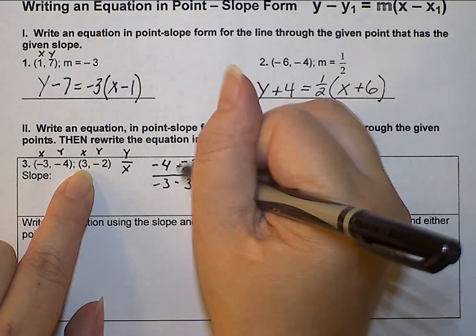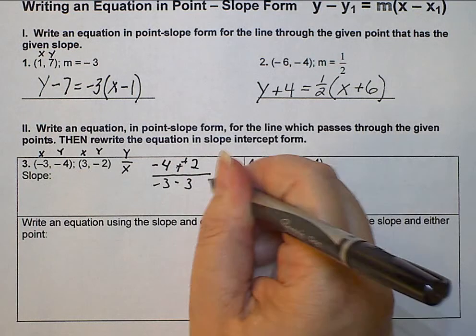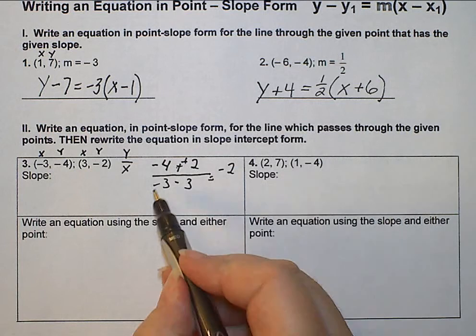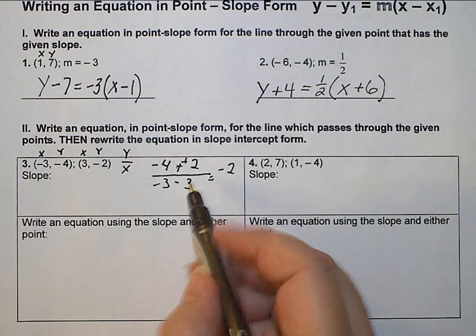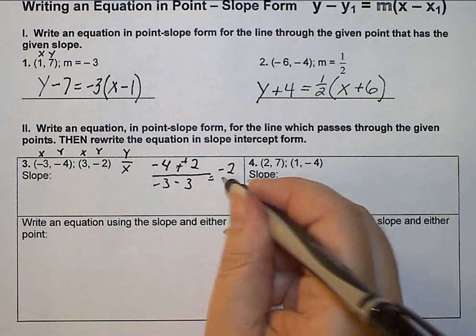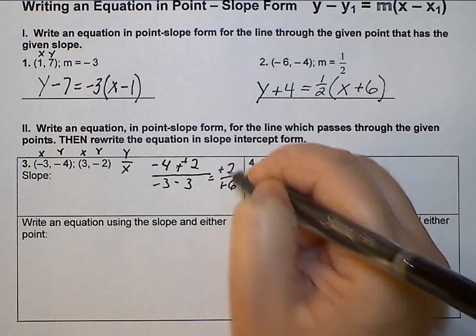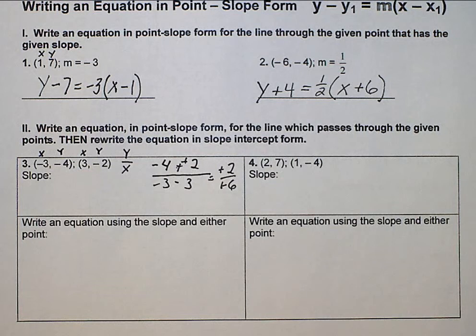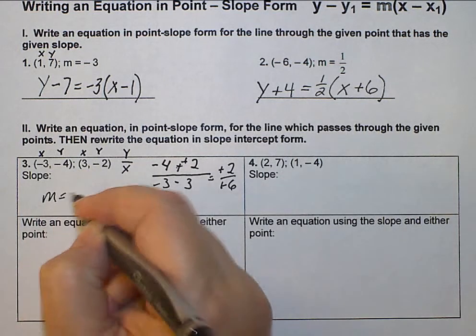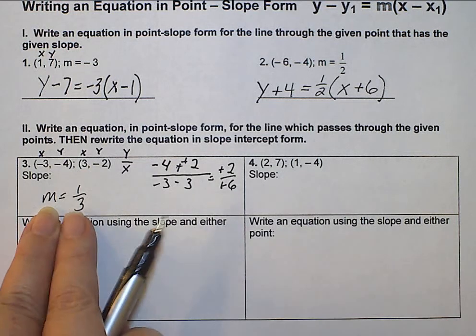Negative is positive, so I have negative 4 plus 2 is a negative 2. Negative 3 minus 3 is? Nope. If you owe me $3 and you owe me another, would be a negative 6. Are we done with negative 2 over negative 6? No. A negative and a negative make a positive. And 6 goes to 1/3. So m is 1/3.